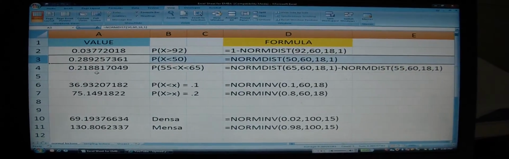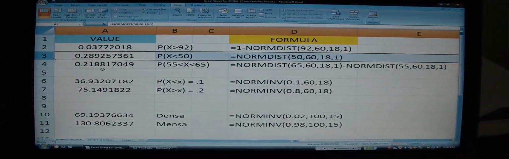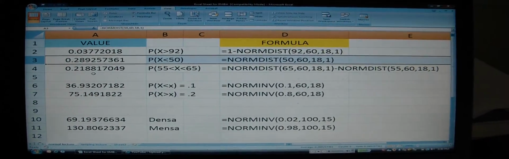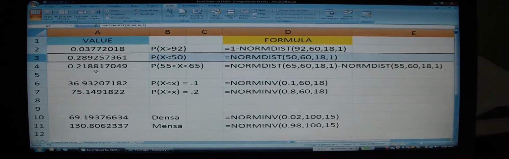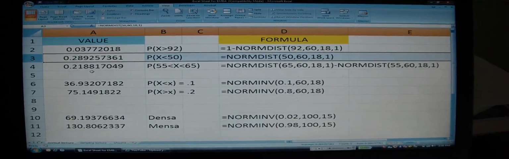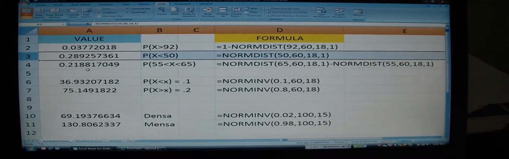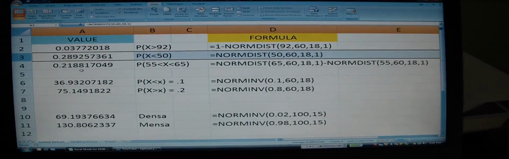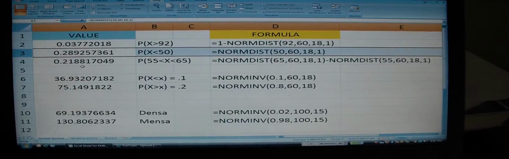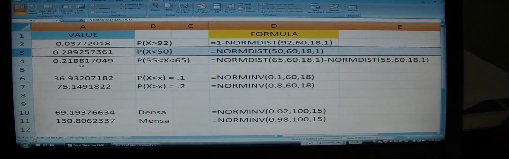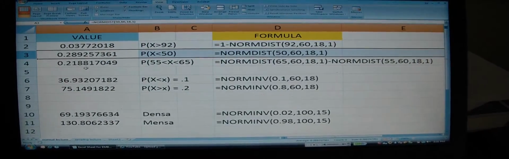Here we have an Excel spreadsheet to calculate some of the examples that I was demonstrating earlier. The first one is for a normally distributed random variable with a mean of 60 and a standard deviation of 18, as we saw when discussing the General Electric and Jack Welch example.